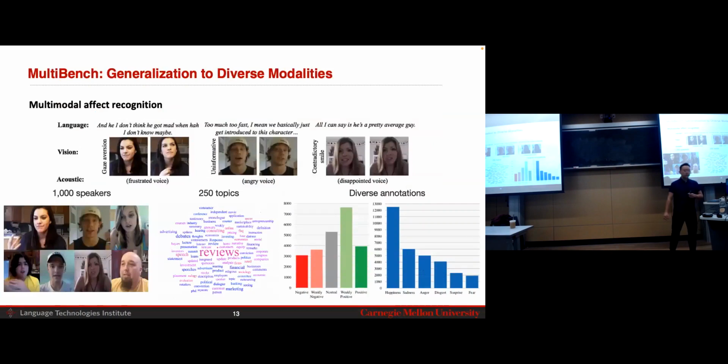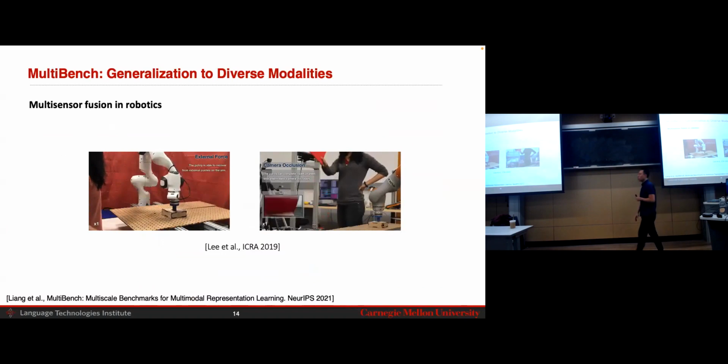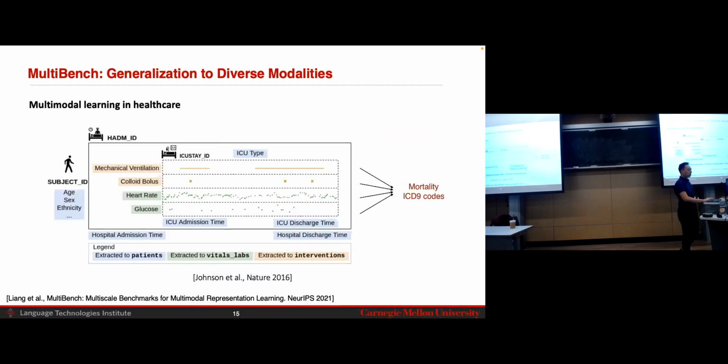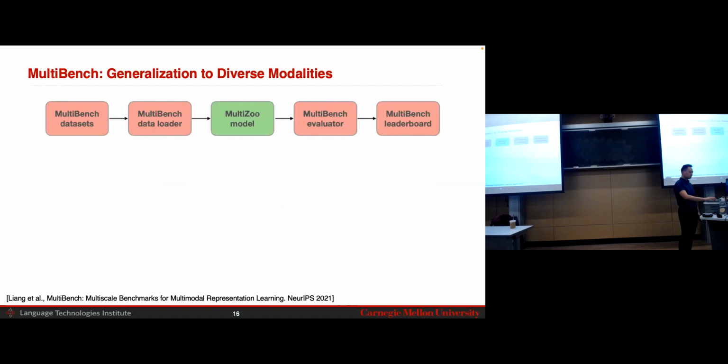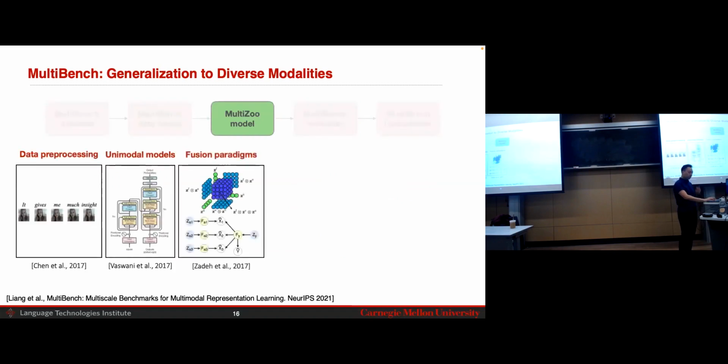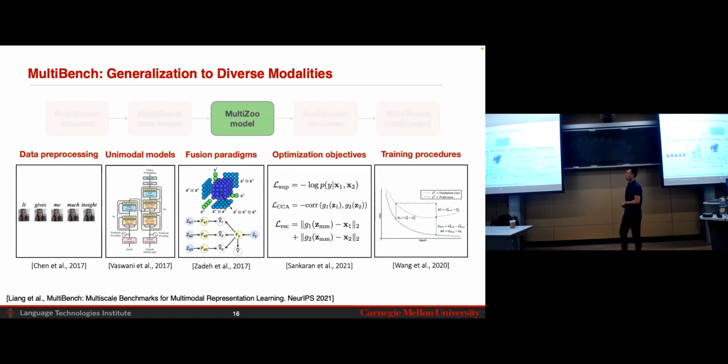And there are some really cool datasets here. There's affect recognition across language, video, audio. There's also robotics, where you can use what the robot is seeing and what the robot is touching as your two modalities. And also in healthcare, the different time series sensors of the patient's biological data, and also tabular information of the patient's background. So these are good benchmarks that allow you to do a better analysis of quantification by studying modalities and dimensions of heterogeneity beyond language, vision, and audio. It also includes a lot of models if you want to play around with it.